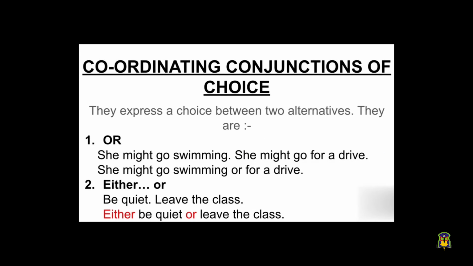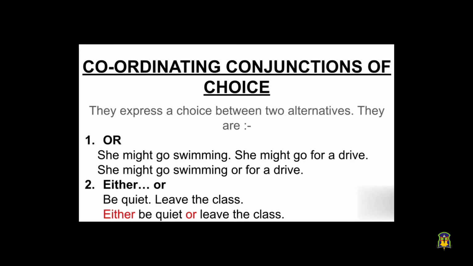Next conjunction, it is coordinating conjunctions of choice. It is used to express a choice between two alternatives. And the main conjunction we are using is or. First one is or. She might go swimming. She might go for a drive.